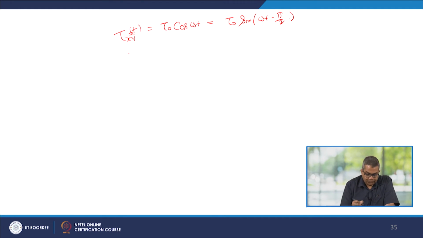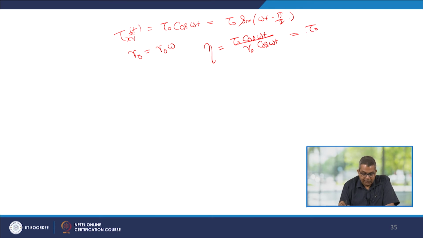Now, where omega gamma naught is equal to gamma naught omega, using this particular equation, we can compute the viscosity using the definition of a Newtonian fluid, which says that eta is equal to tau cos omega t over gamma naught cos omega t, which is equal to tau naught over gamma naught dot. So we see here that the transient effects cancel each other out, resulting in a constant viscosity.